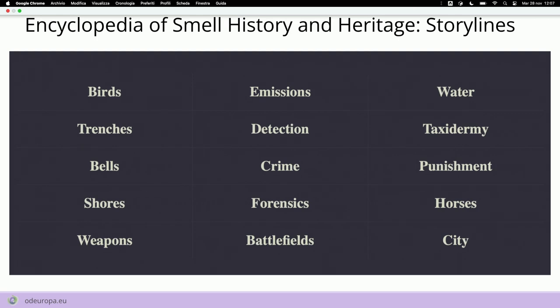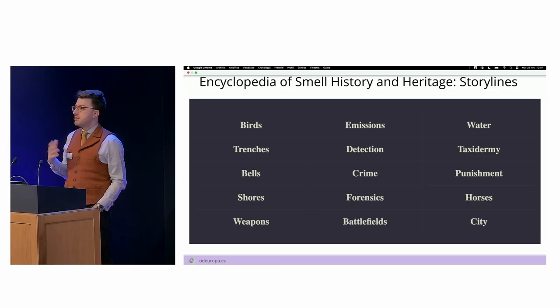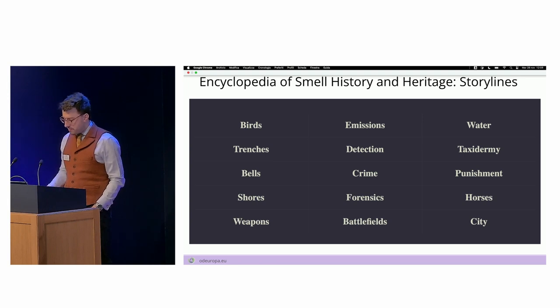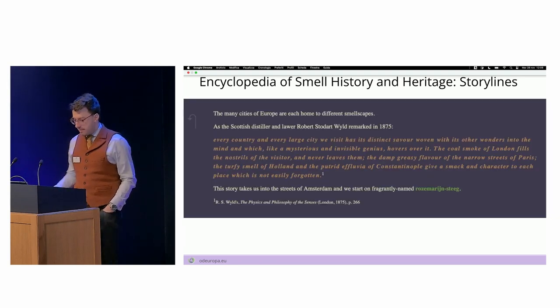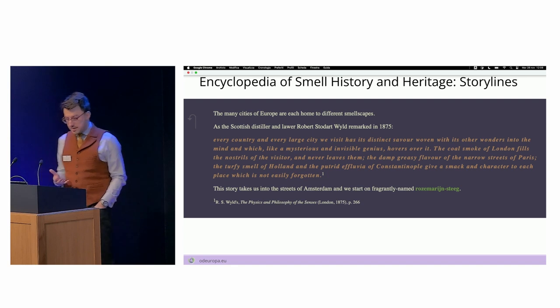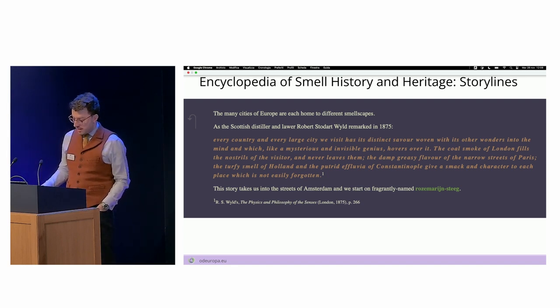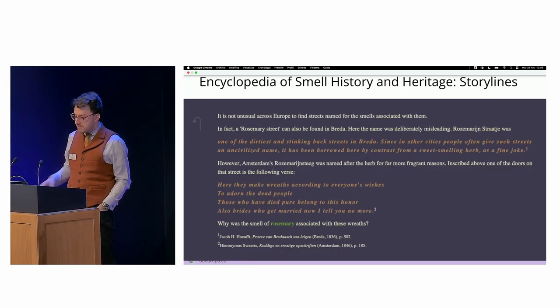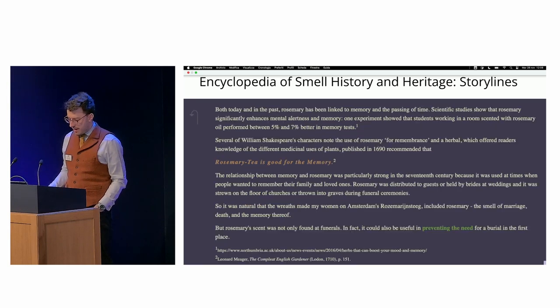And then the other part of this is the storylines. And the storylines are, as I said already, a way of exploring a nose-first approach to the past that was built using Twine, which is an open-source digital storytelling tool that allows you to do choose-your-own-adventures. And so one of those stories takes up the idea of Rosemary Street in Amsterdam and attempts to take you through, essentially, why a street was named after the smell of rosemary and what that could mean.